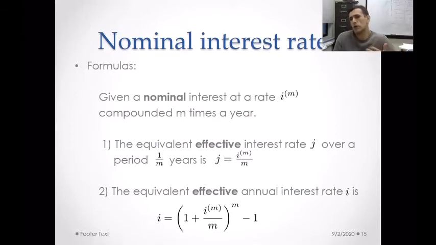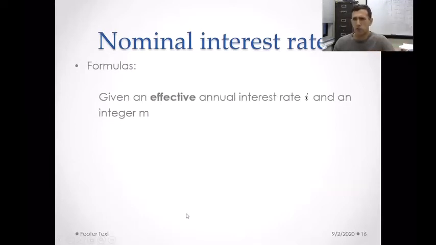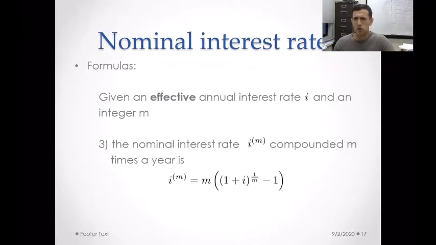Now you can go backwards. If you are given the equivalent effective annual interest rate i, or for short, the actual annual interest rate i, you could solve for i superscript m very easily. You just add 1, raise both sides to 1/m, subtract 1, multiply by m. I encourage you to check that you would get this formula here. Not terribly difficult algebra. So given i and given an integer m, the formula for i superscript m is as follows.